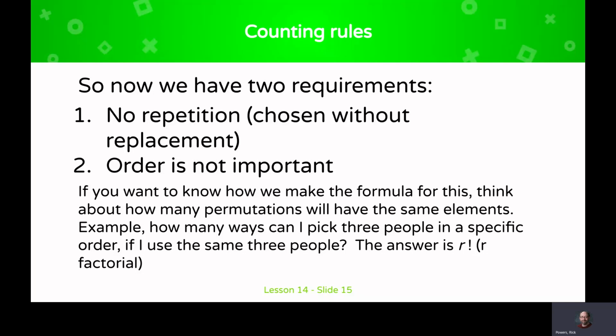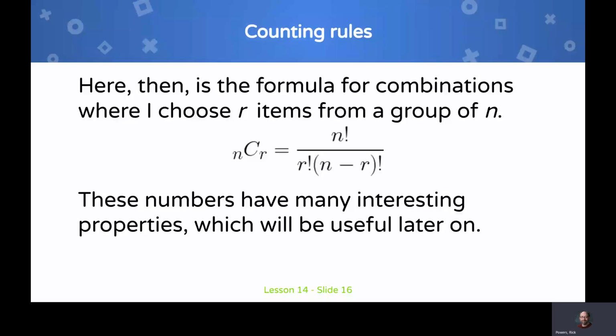Now, if you want to know how we make the formula for this, side note, think about how many permutations will have the same elements. Example, how many ways can I pick 3 people in a specific order if I use the same 3 people? And the answer is r factorial. Here then is the formula for combinations, where I choose r items from a group of n. nCr is equal to n factorial divided by, in the denominator, r factorial times (n minus r) factorial.